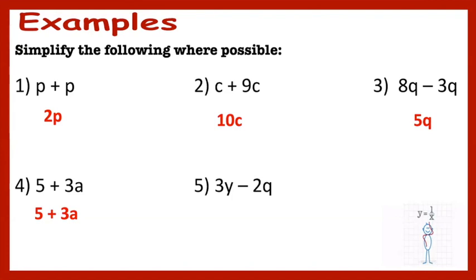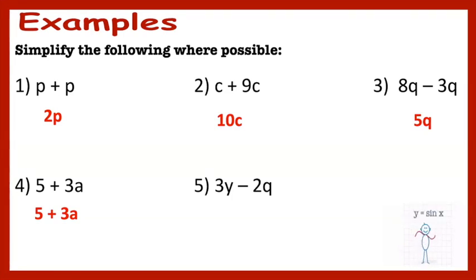Because 5 plus 3a are not the same term. One term is 5 and the next term is 3a. We cannot add them together because they are two different terms. So 5 plus 3a would be the answer. We would leave it the same because the terms are different.